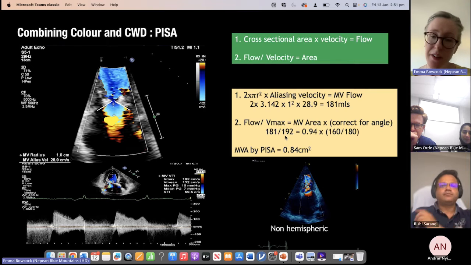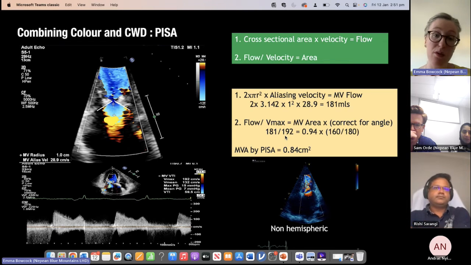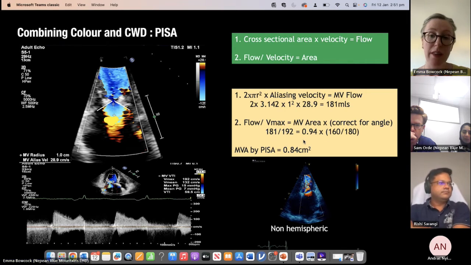There's calculators online that you can use as well to plug all this in, and also the machine will work it out for you. And then that gives you a mitral valve area of 0.94, and then you correct it for the angle, which again you can measure, which was 160 in this patient. So it ended up coming out mitral valve area by PISA of 0.84. You can see that this is not a bad one to do it on, actually. But this one would be quite hard to do it on.